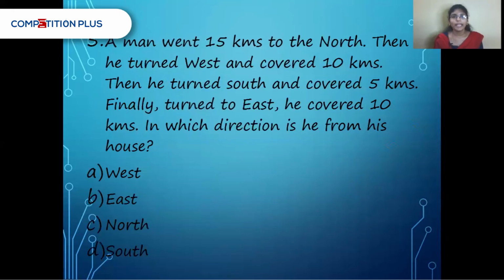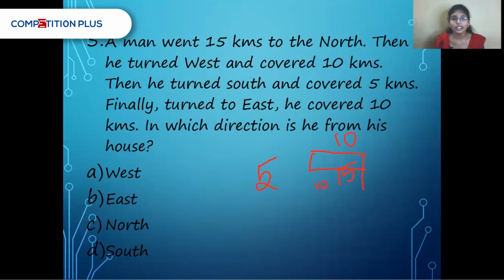A man went 15 kilometers to the north. Let us draw the map as I read each sentence. 15 kilometers in the north. And then he turned west and covered 10 kilometers. He turned south and covered 5. Finally, he turned to the east and covered 10. He has moved to his original starting pathway itself by traveling another 10 kilometers towards his east.